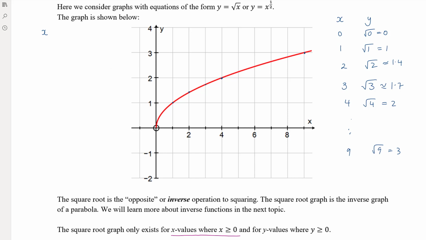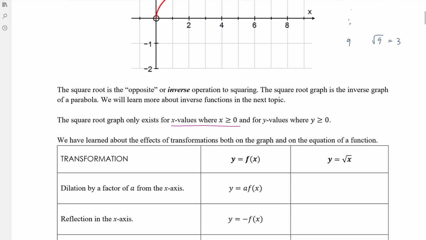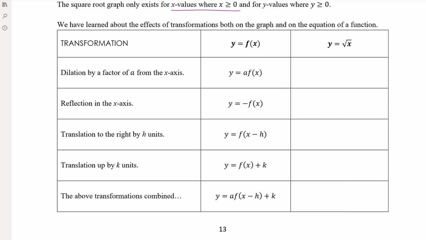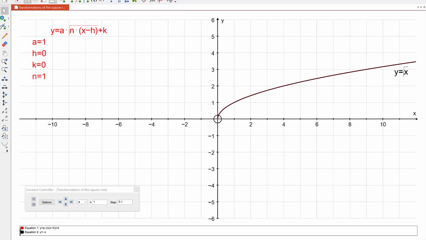Also, y equals the square root of x only exists for y values when y is bigger than or equal to 0. Sorry, it does go through the origin. Okay, let's think about our transformations that we already know about. Let's just have an exploration of that in a graphing package for a second, things we already know.